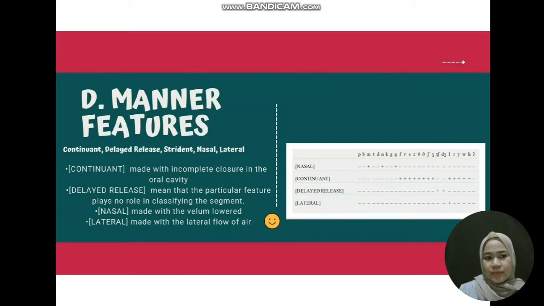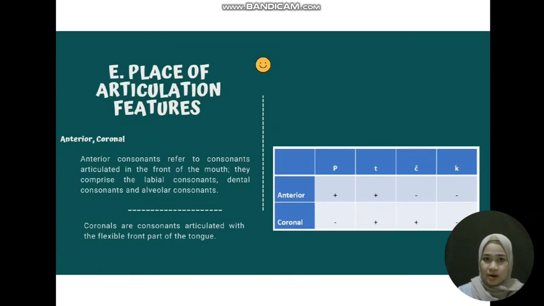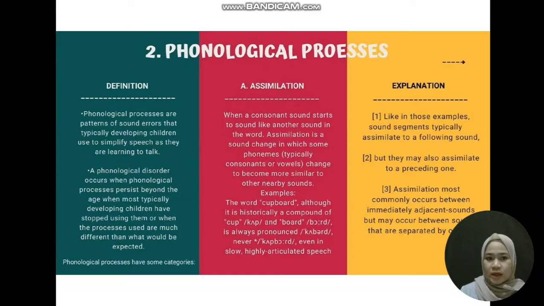The manner features: continuant, delayed release, strident, nasal, lateral. Continuant is made with incomplete closure in the oral cavity. Nasal is made with the velum lowered. Lateral is made with the lateral flow of air. Place of articulation features. Anterior consonants refer to consonants articulated in the front of the mouth. Coronals are consonants articulated with the flexible front part of the tongue.